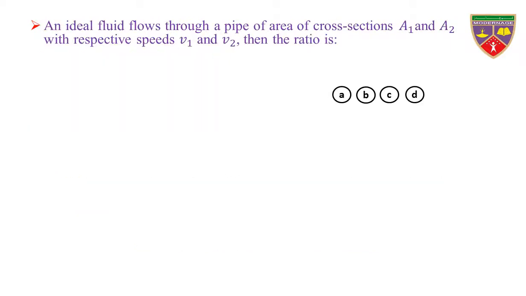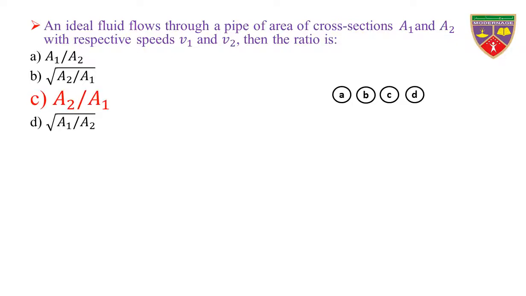An ideal fluid flows through a pipe of area of cross-section A1 and A2 with the respective speeds V1 and V2. Then the ratio V1 by V2 is: option A, A1 divided by A2; option B, square root A2 divided by A1; option C, A2 divided by A1; option D, square root A1 divided by A2. The key is A2 divided by A1. Therefore, the correct option is C.